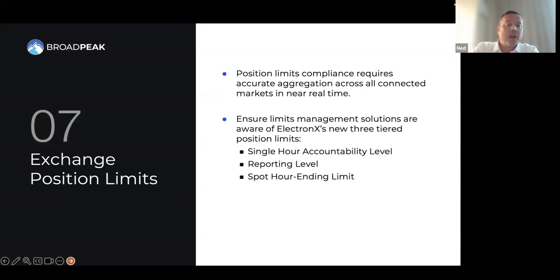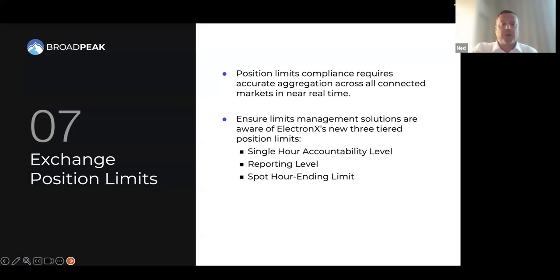And finally, we have position limits. This is the last thing I'll touch on. Again, here, the unique taxonomy or the different products that traditional exchanges have: spot month limit and all month, or it's spot, single, and all. Here, Electron-X has the single hour accountability levels, so just any given hour, and the spot hour ending limit.